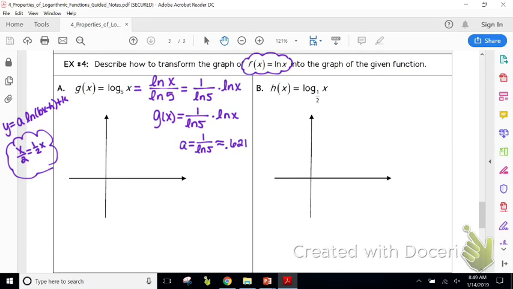So what is that for my graph? Is that horizontal or vertical? It's vertical because it's not inside with the x. Is it a stretch, compression, or is it a shift? Stretch or compression because it's being multiplied. So if it's being multiplied by 0.621, is that a stretch or a compression? Compression. It's a compression.